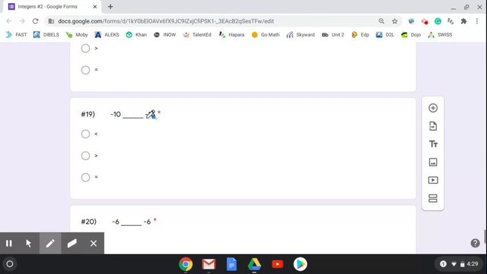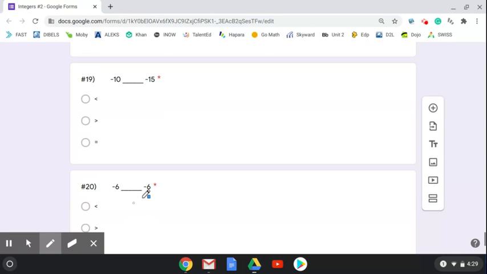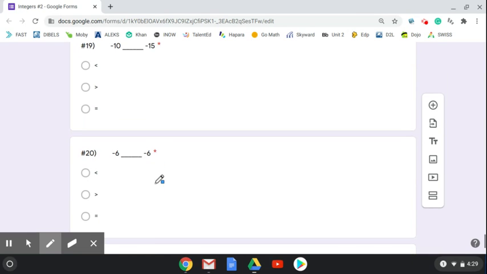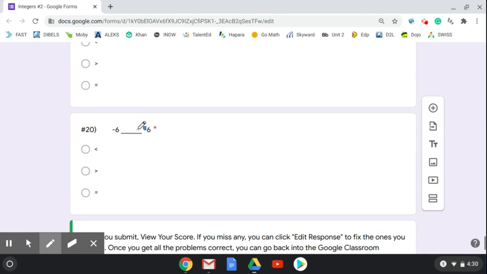18, 19, you're also comparing negative numbers, and 20, you're comparing negative 6 and negative 6. Well, is negative 6 less than negative 6? Nope. Is it greater than negative 6? Nope. It's equal to, right? So you should put equal to there.